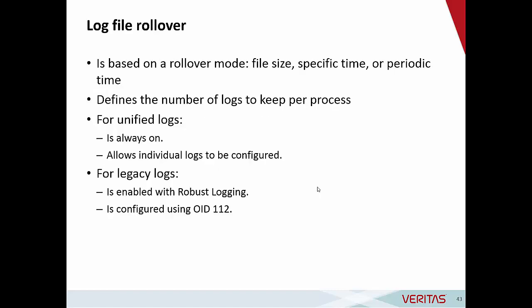Now, we were just talking about how robust logging allowed us to control log file rollover for legacy logs. For unified logs, rollover is one of their properties, and you can change it from the default by using the vxlogconfig command. Unlike the legacy logs, with the unified logs, you can control rollover per log file if you want to. So all the logs can follow one value if that's how you want to do it, or you can have different settings for different logs. Maybe for very important logs, you keep them a little bit longer, or you let them grow a little bit bigger, that sort of thing.